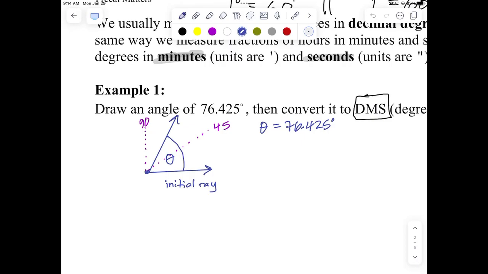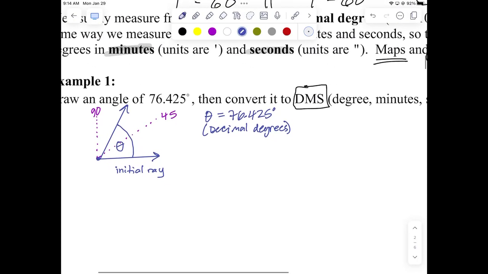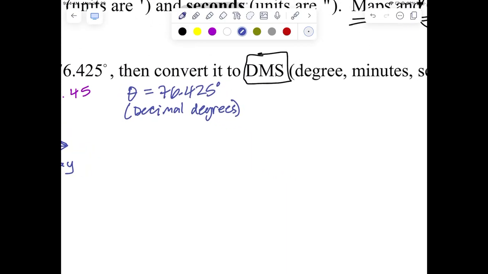Now that's in decimal degrees, which means 76 full degrees plus not quite another half of a degree. I want to convert the part that is left over, 0.425, into minutes and seconds. Just like if we had a part of an hour, we would measure it in minutes, wouldn't we? Okay, let's do that.